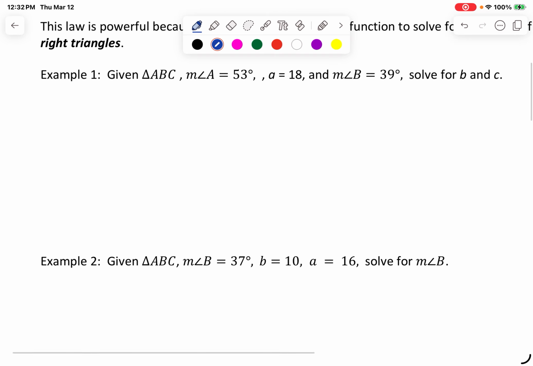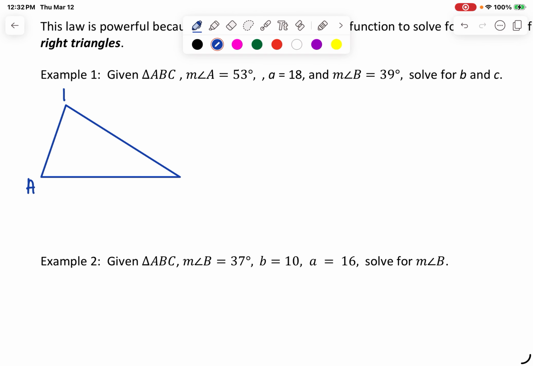All right, so let's jump in here. Given triangle ABC. First off, I'm gonna draw a sketch of this because there's no way on earth I'm gonna know what to do without drawing it. So given triangle ABC, angle A is 53 degrees.